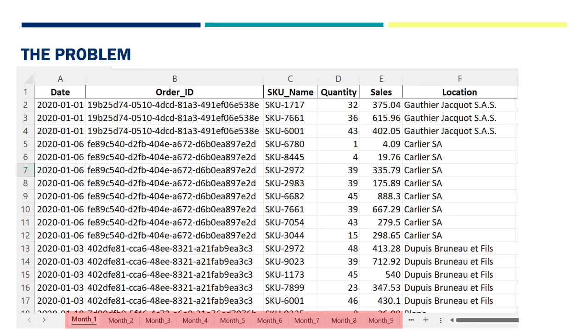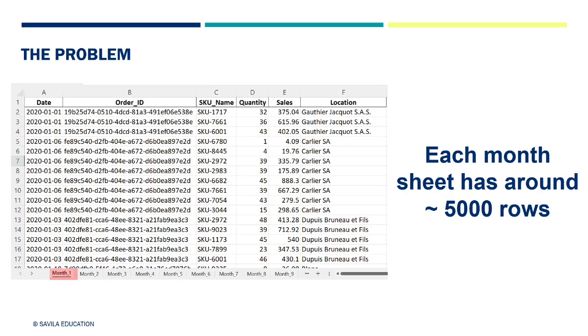When we look at the bottom part of the file, we notice that we have multiple tabs. It turns out that each one of these tabs is related to one month of the year. So we have in total 12 different tabs, and the combination of all of them is 1 year of transactions. More or less, each tab contains around 5,000 rows. That means each one of these files has around 60,000 rows.